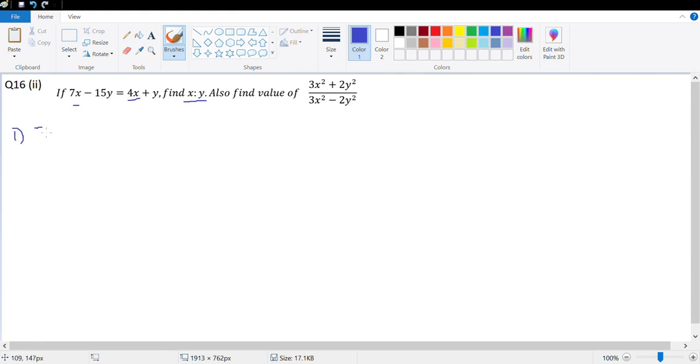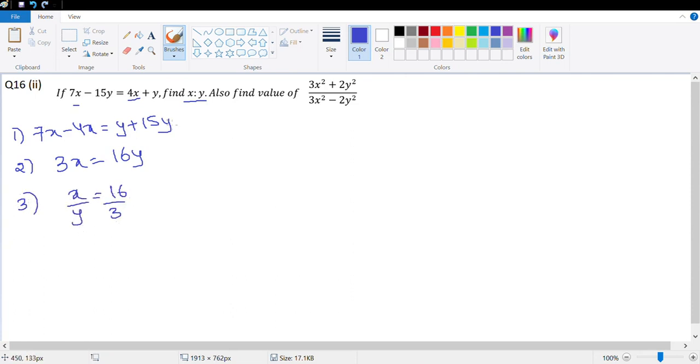So we have 7x minus 4x is equal to y plus 15y. This gives us 7x minus 4x, that 3x is equal to 16y, which means x, that's point number 3, not 4. Point number 3 would be x upon y is equal to 16 upon 3. They want it in the ratio form, so we will write it in the ratio form. X is to y is equal to 16 is to 3. So our first part of the question is done.